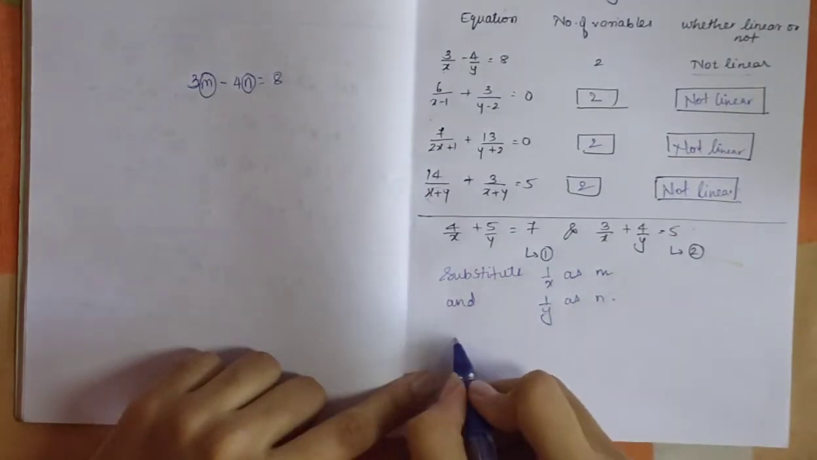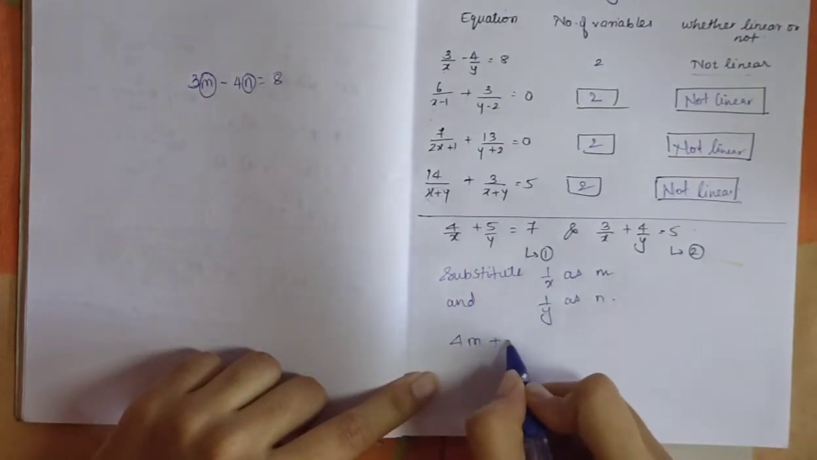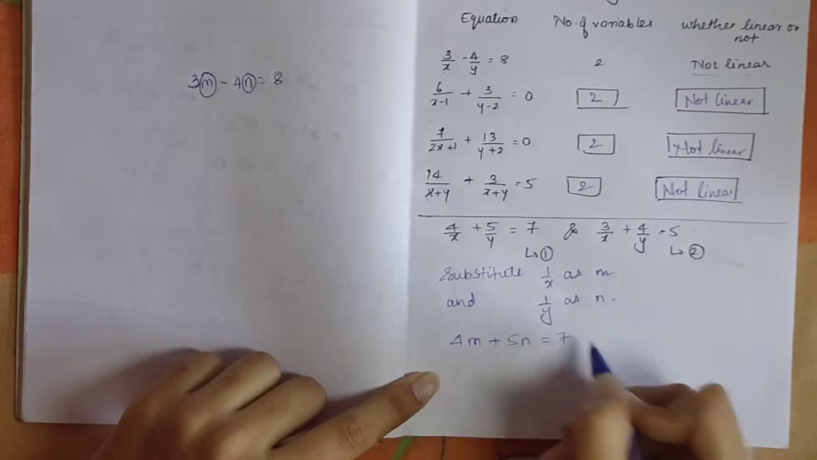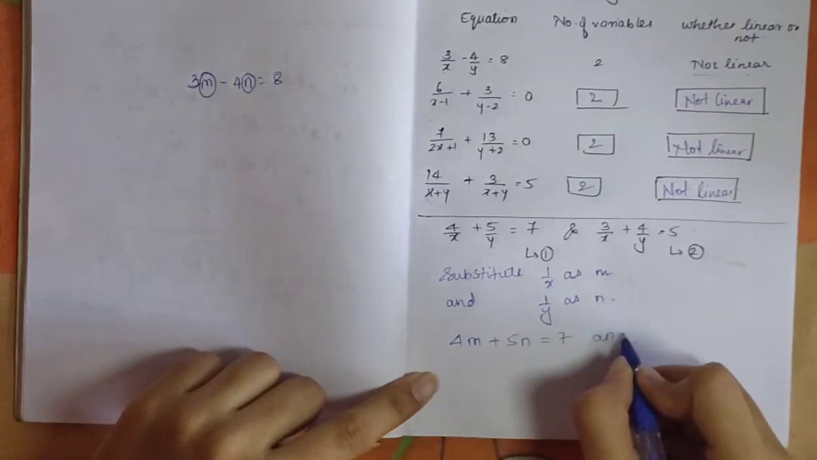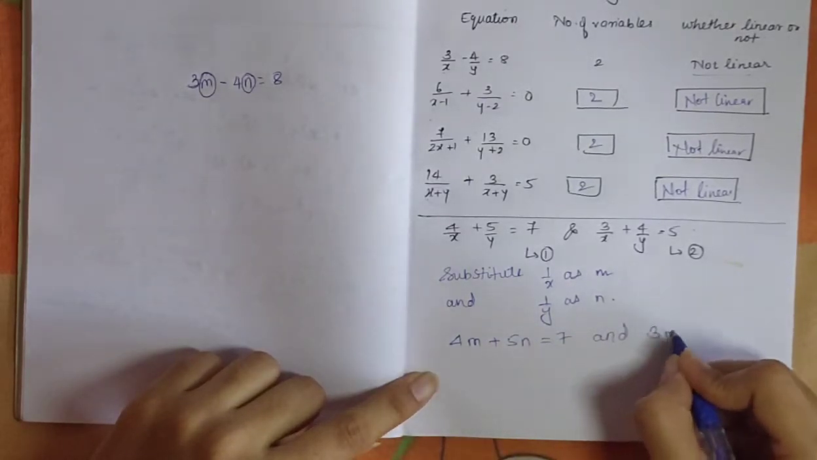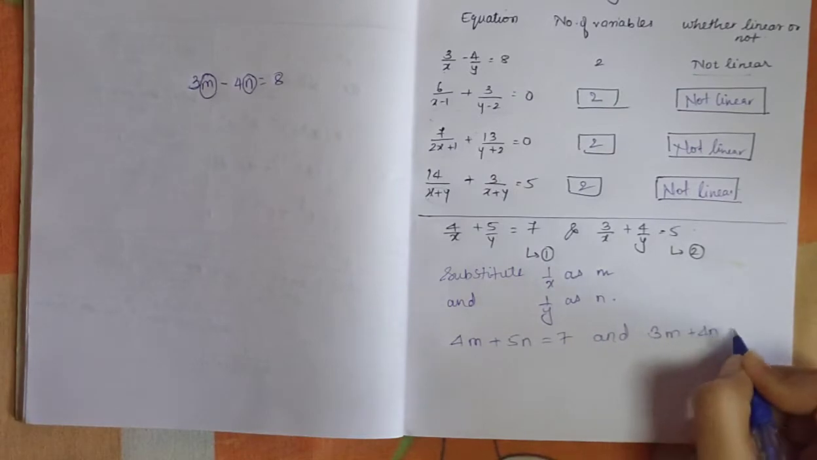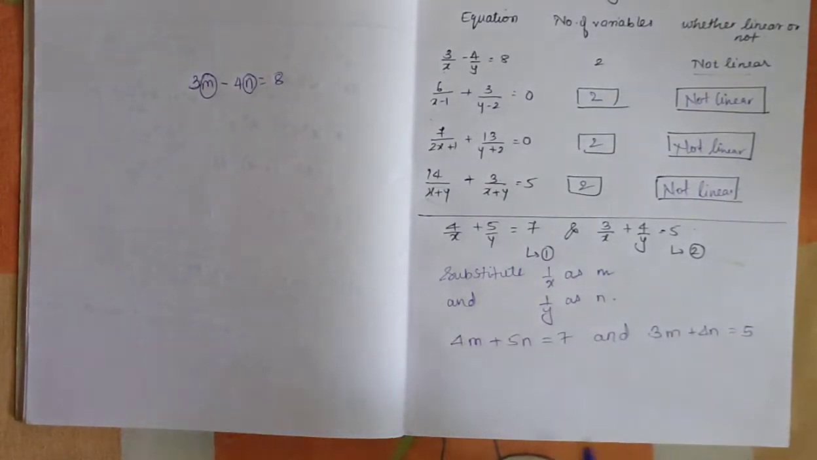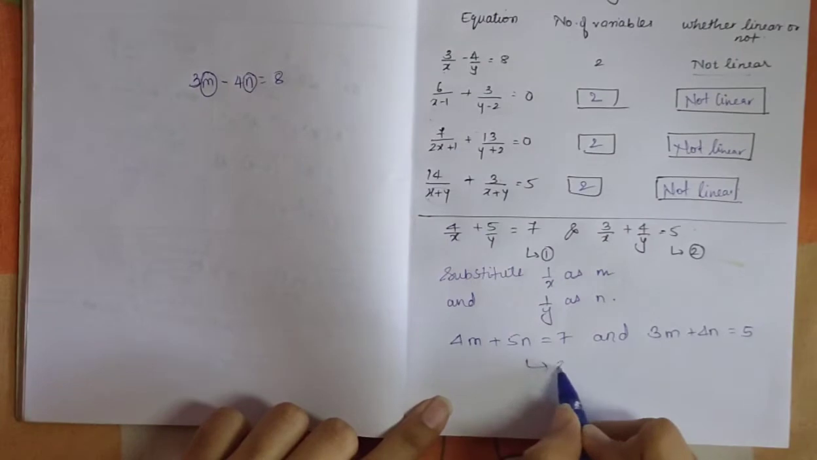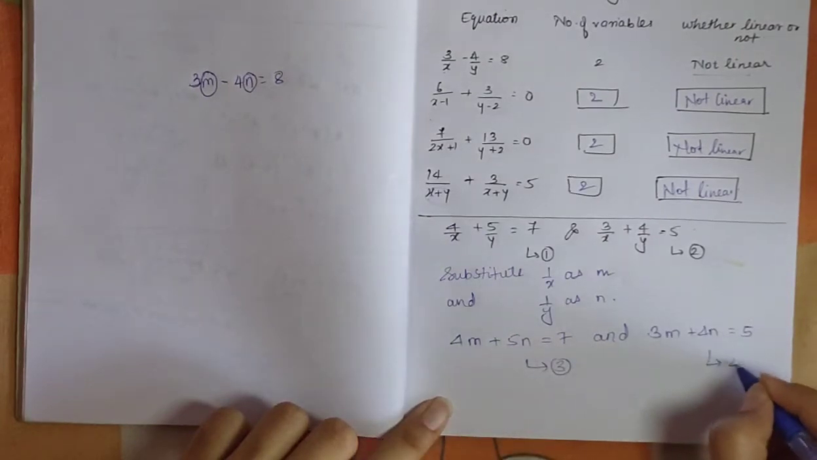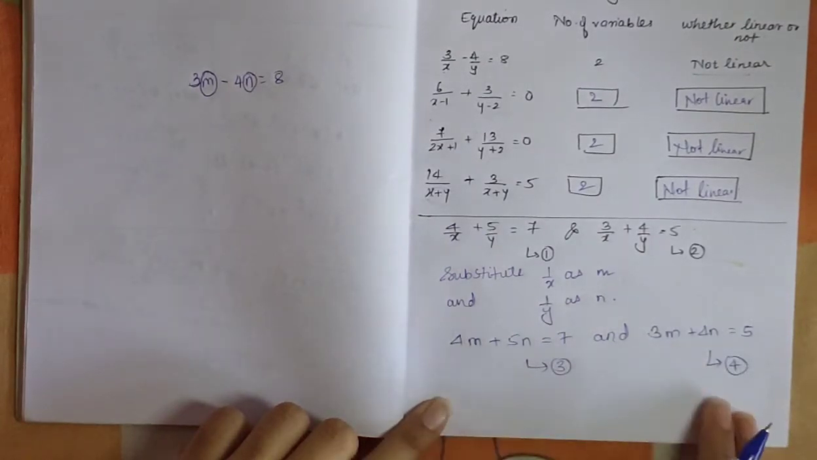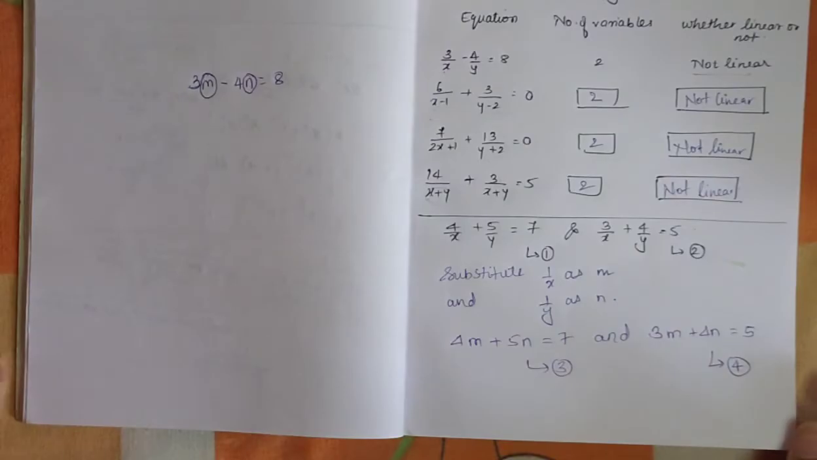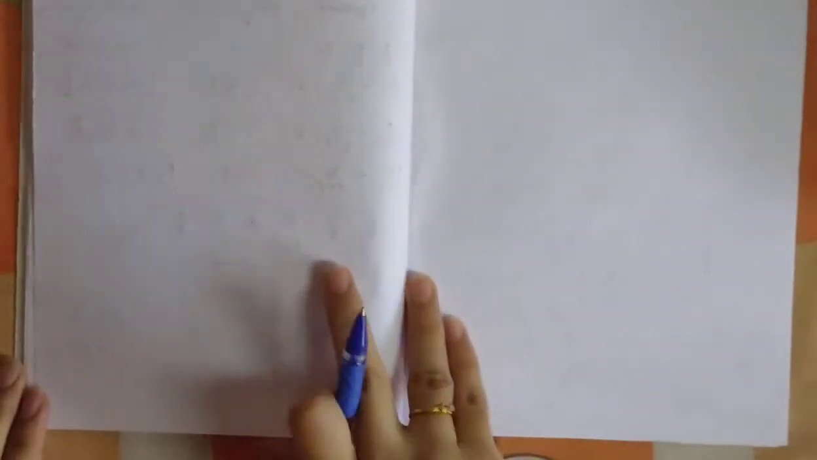So what are my equations? 4m plus 5n is equal to 7 and 3m plus 4n is equal to 5. Now we have 2 different equations. Number them as equation 3 and equation 4. Now we can solve these equations as simply as it was in your previous exercise. So let's go here and start solving.